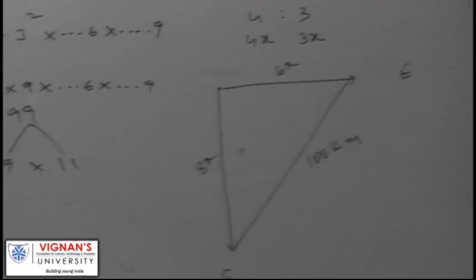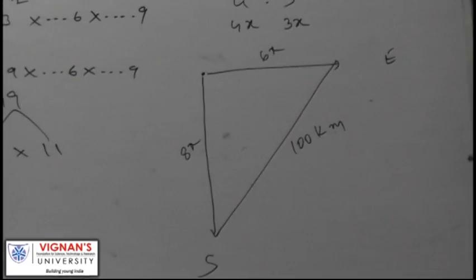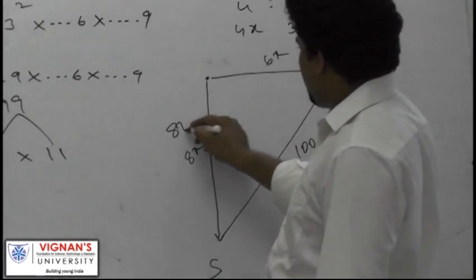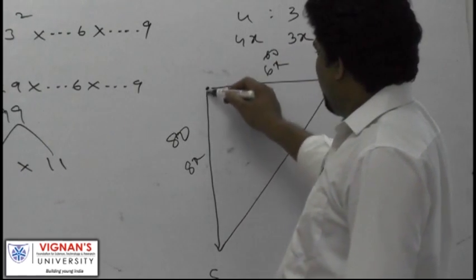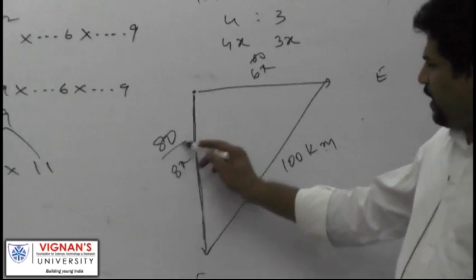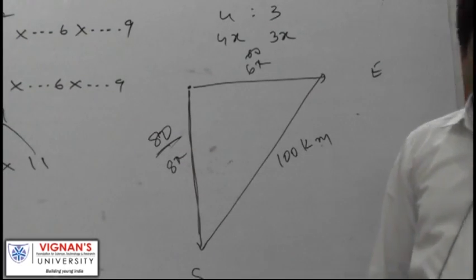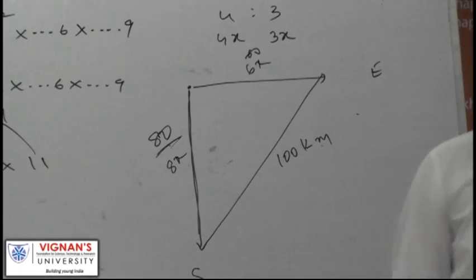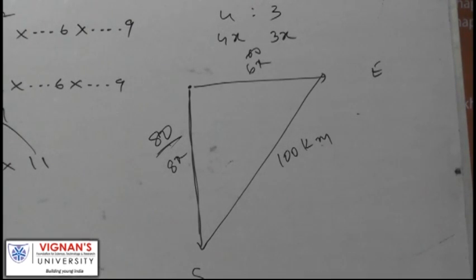So even without calculating, this is 80, this is 60, 80 is the faster, right? So this is the distance covered in what time? 2 hours. 80 in 2 hours means 40 in 1 hour. So what is the speed of the fastest swimmer? 40 kilometers per hour. That's your answer.